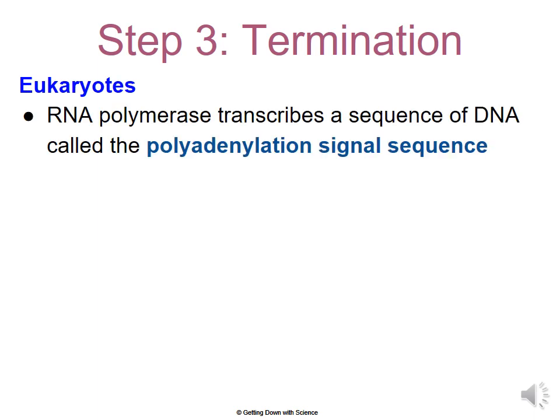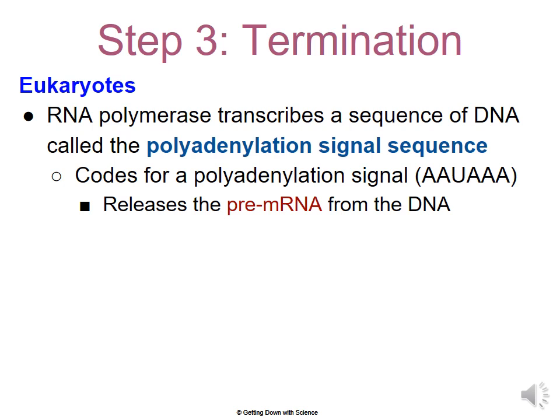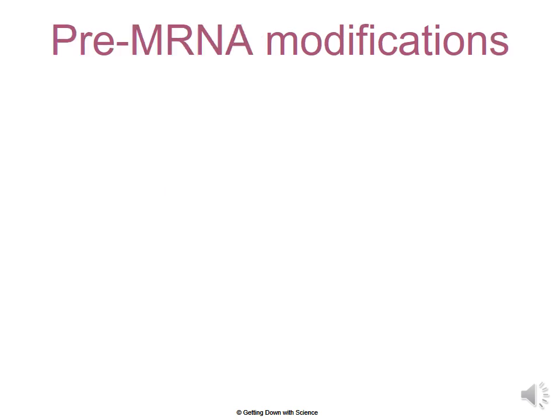For eukaryotes, however, RNA polymerase transcribes a sequence of DNA that we call a polyadenylation signal sequence. This codes for a polyadenylation signal, AAUAAA. This releases what we call a pre-mRNA from the DNA because the mRNA still has to be processed for eukaryotes. It has to be modified before it's translated.